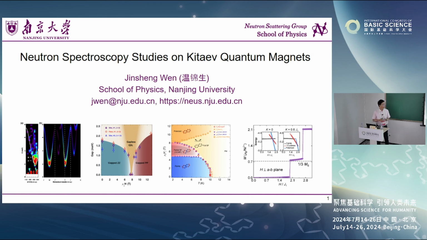Thank you everyone again. My name is Jinsheng Wen, and I'm from Nanjing University. I hope it wasn't a mistake to invite me, as I am neither a mathematician nor a theorist. Actually, I'm an experimentalist. So today I will be talking about our recent progress using neutron spectroscopy to study Kitaev quantum magnets, as Professor Zhang just introduced.